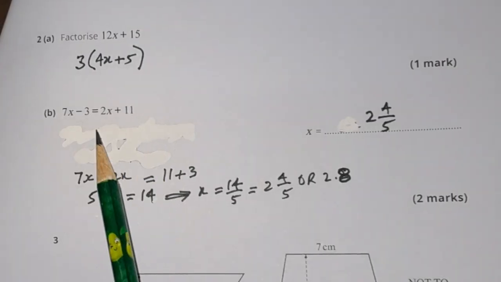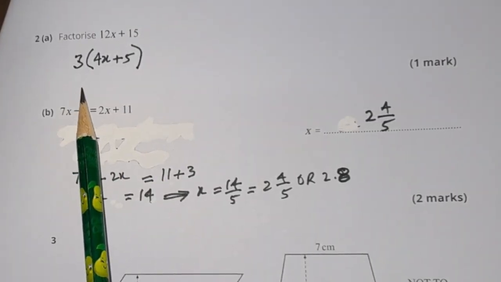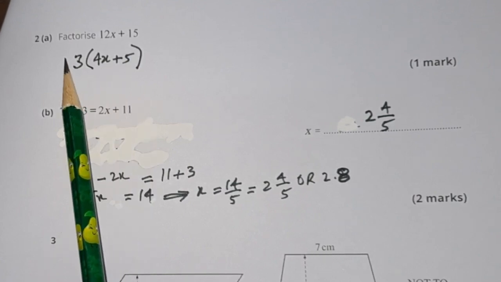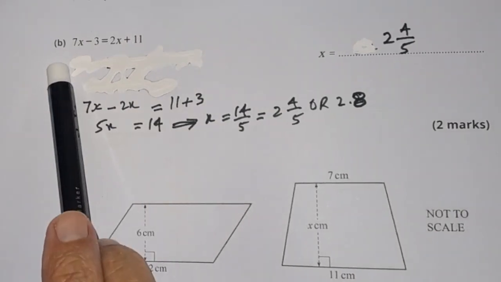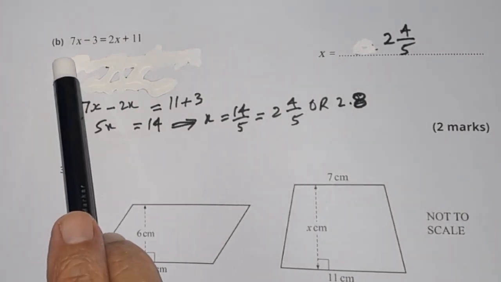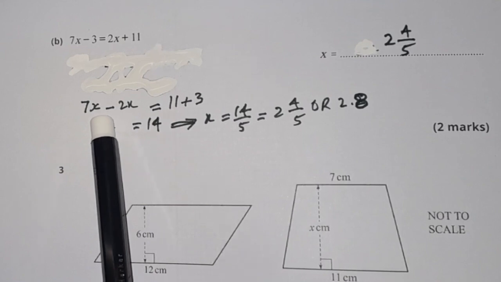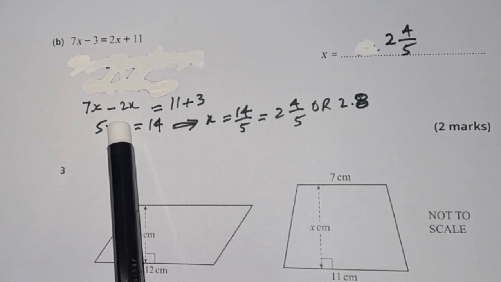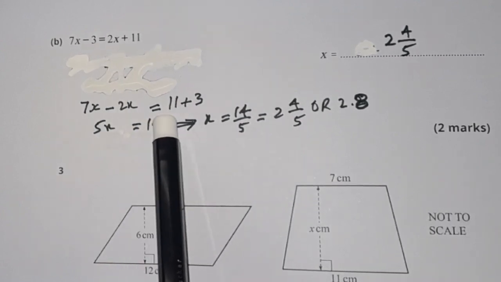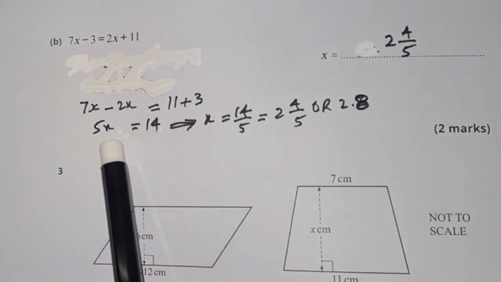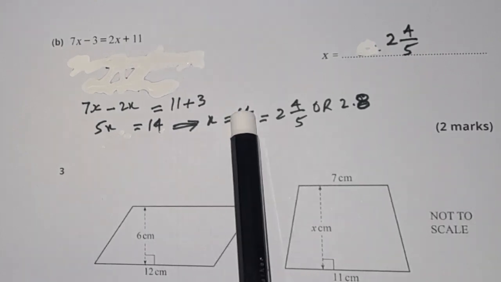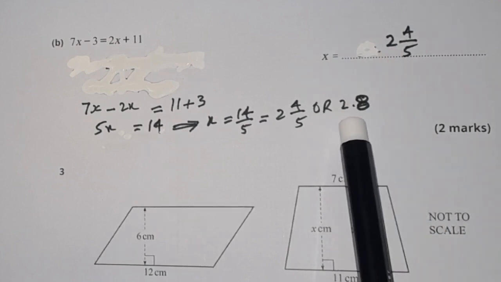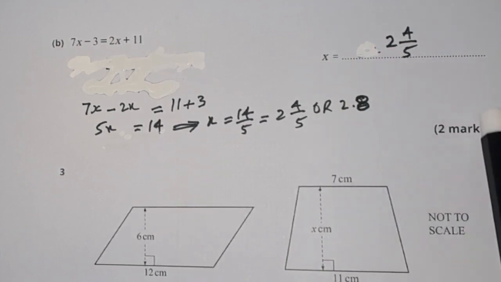In 2A we are to factorize, so we take 3 common from 12 and 15 and are left with 4x plus 5. This is the factorization of part A. Now question 2B: we take x's on one side, 7x minus 2x from the other side because it was plus there, and 11 plus 3. So 5x becomes equal to 14, x equals 14 over 5, which is equal to 2 and 4 over 5. Write the answer here, or write down 2.8 over here and get 2 marks.